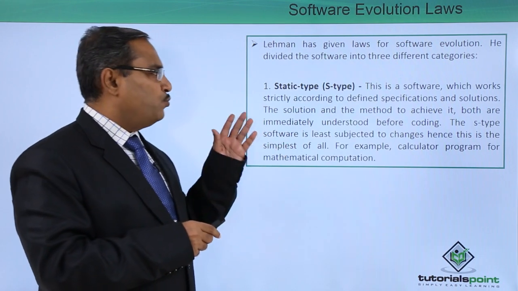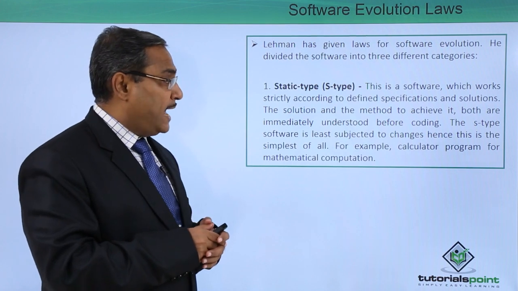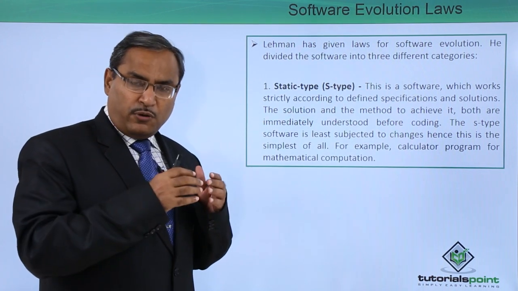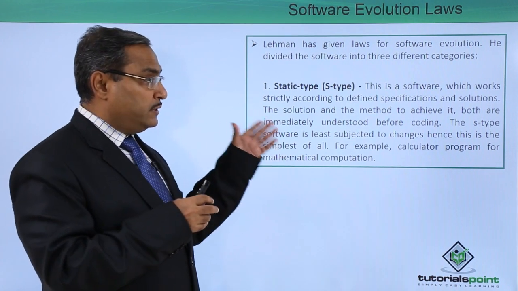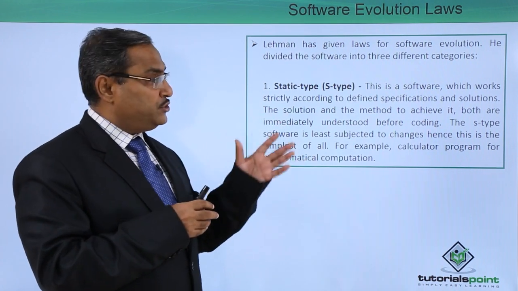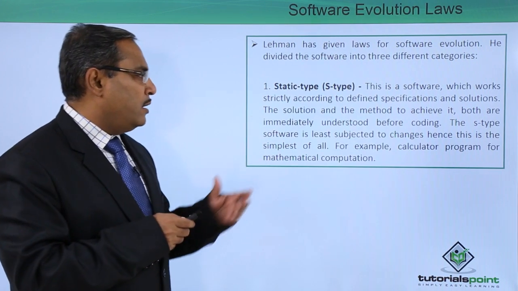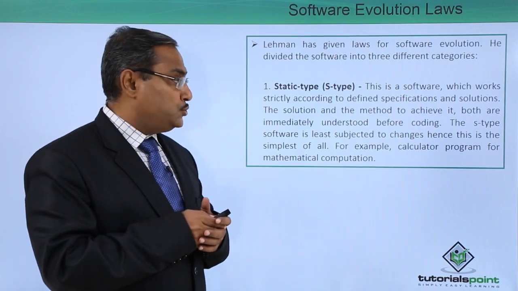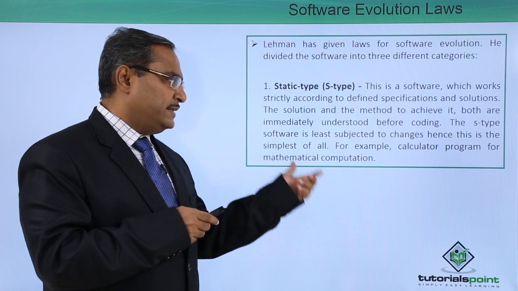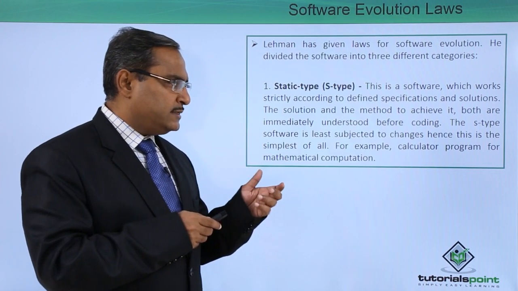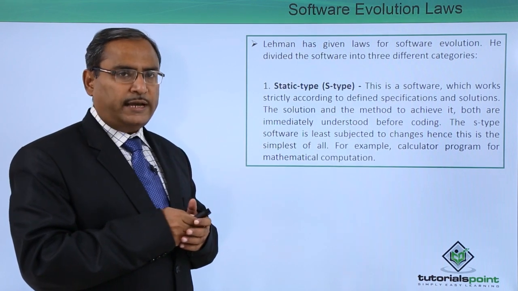This is a software which works strictly according to the predefined specifications and solutions. So before starting or initiating with the development process, the software's respective specifications and solutions will be pre-known to us. This solution and the method to achieve it both are immediately understood before starting the coding operation. The S-type software is least subjected to changes, hence this is the simplest of all the software categories.